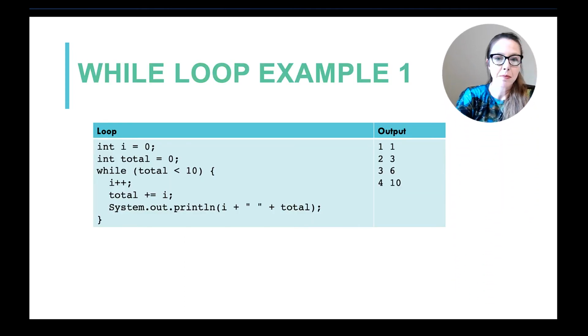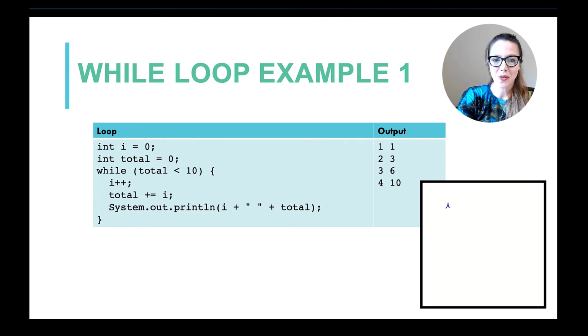So here's an example of a while loop where we first set an integer variable I equal to 0, and then we initialize an integer variable total to 0, and we continue to do the following while the total is less than 10. We increment I, we set total to total plus I, and we print out each. So you see the first time we enter that loop, both I and total are 0. 0 is less than 10, and so we proceed.